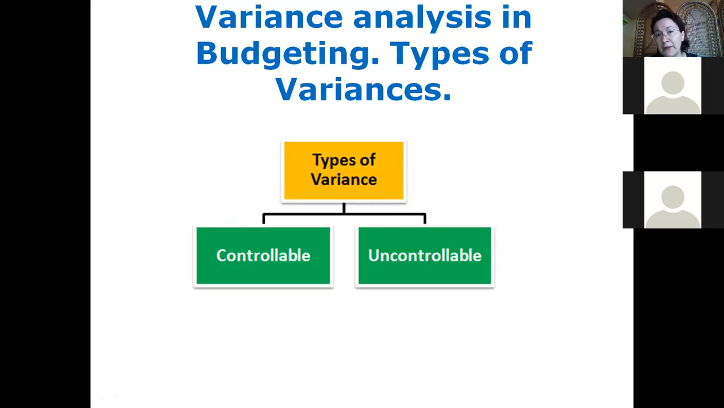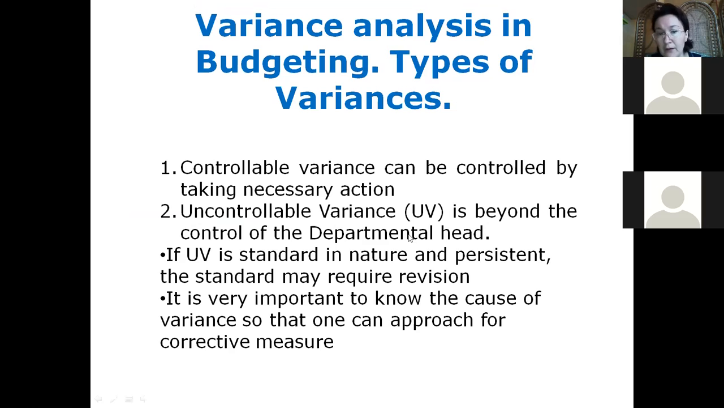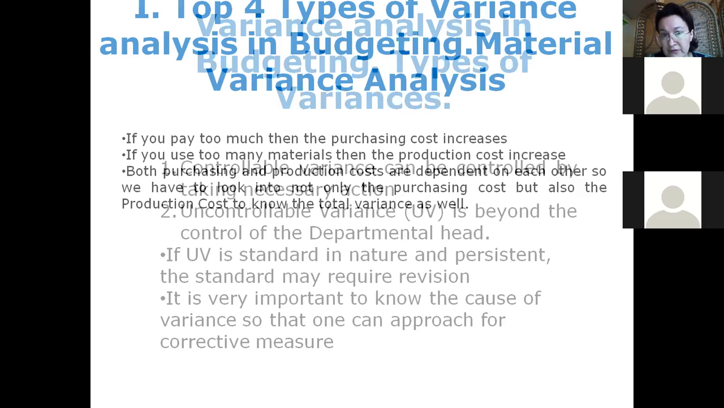We can talk about the different types of variances. We can identify controllable and uncontrollable variances. If we are talking about the controllable, we imply that we can control this variance by taking some actions. Uncontrollable variance means that this variance is beyond the control of the chief of the department head. So that's the logic.